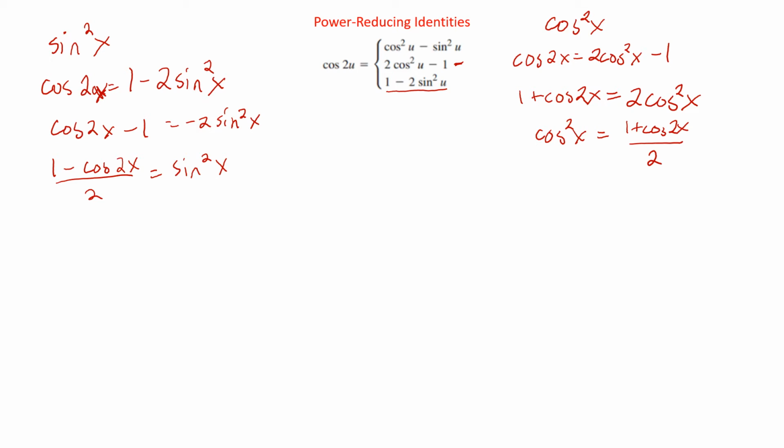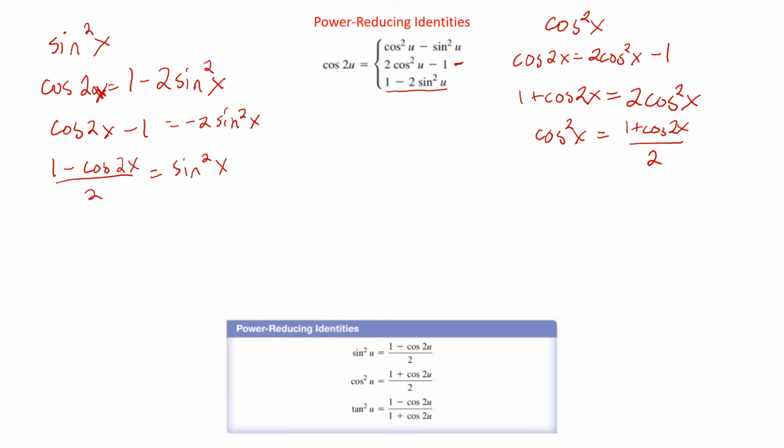And then tangent squared would be the sine squared divided by the cosine squared. You'd flip and multiply, you get the 1 minus cosine 2x divided by 1 plus cosine 2x. And so we can see the different power reducing identities here. We have sine squared u is 1 minus cosine 2u over 2, and cosine squared u is 1 plus cosine 2u over 2. And tangent squared u is that 1 minus cosine 2u over 1 plus cosine 2u. It's just the numerators from the sine squared and cosine squared, because when you divide, you flip, you multiply, the 2's cancel, and so you're just left with the numerators.